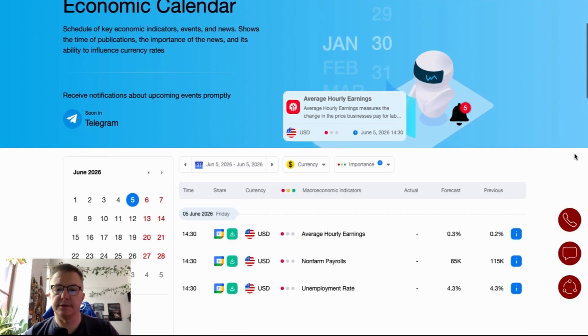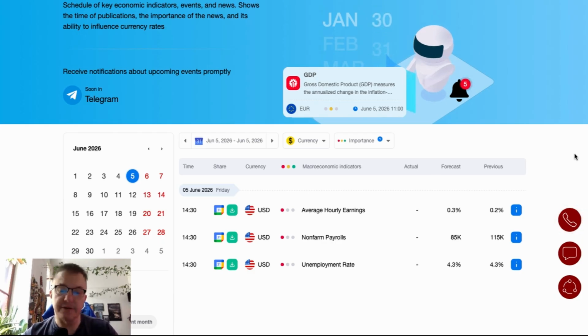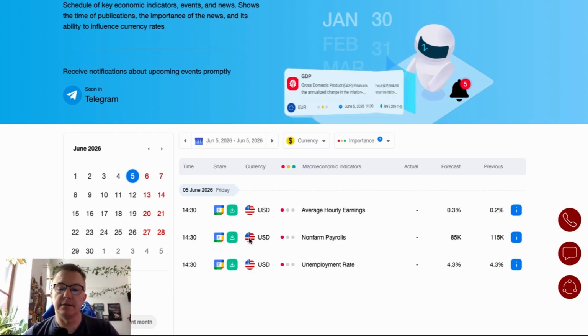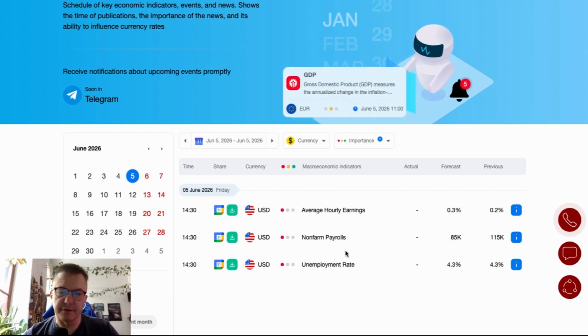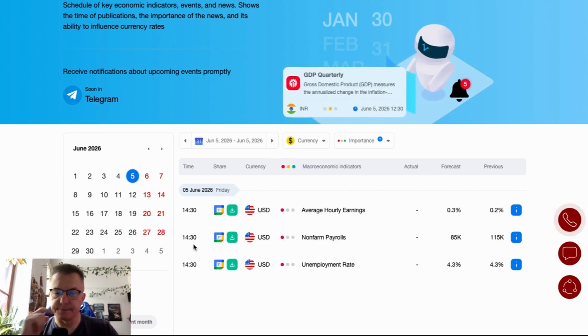Today's calendar is very rich with major and high importance data releases, mainly from the USA, because today is non-farm payroll Friday. So non-farm payrolls, average hourly earnings and unemployment rate, all of this data has a high impact on market behavior, might increase volatility, and is scheduled for release at 2:30.